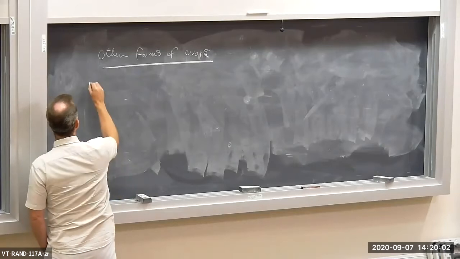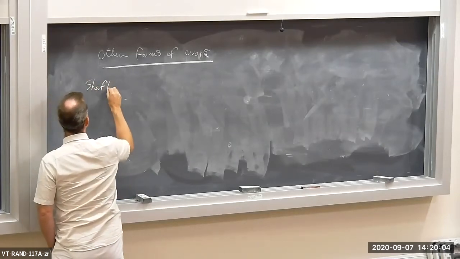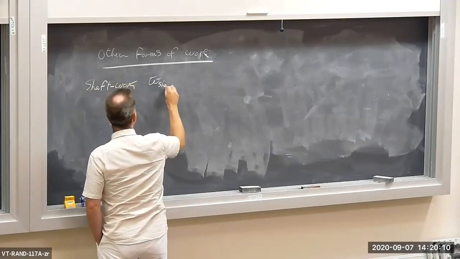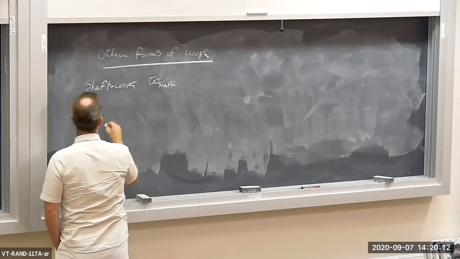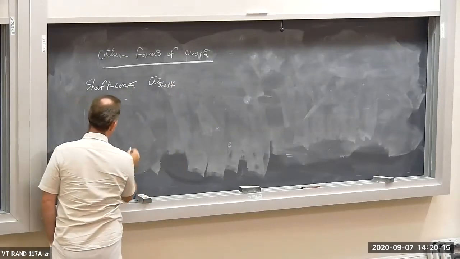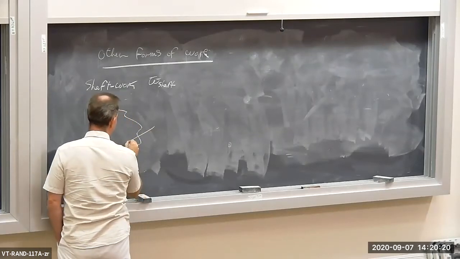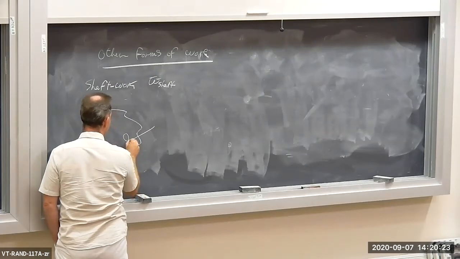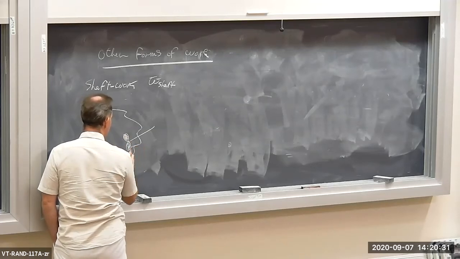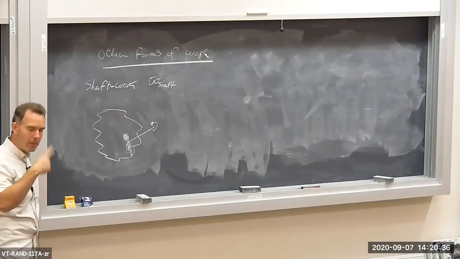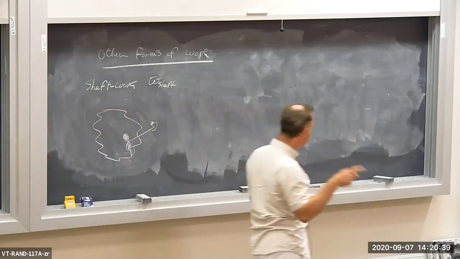There is shaft work, W shaft. So let's say we have a system and we have inside the system a little propeller. Okay? So there's a little propeller in here. Little propeller, and this propeller is spinning around. Okay? It's a propeller on a shaft and it's spinning around.